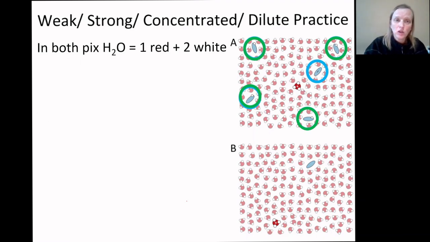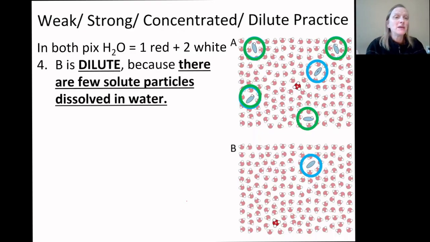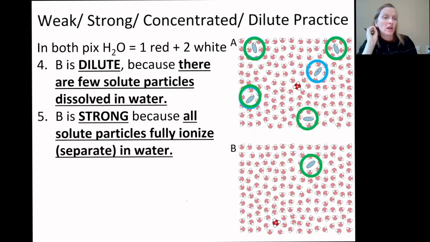If we look at substance B, only one acid particle is dissolved in that same volume of liquid. Therefore, B must be dilute. There are few particles dissolved in the water. However, every particle there, and yes, there's only one of them, has lost its hydrogen ion. Therefore, it represents a strong acid because all of those solute particles fully ionized in water. So this is a picture representation of the difference between strong and weak, and the difference between concentrated and dilute.